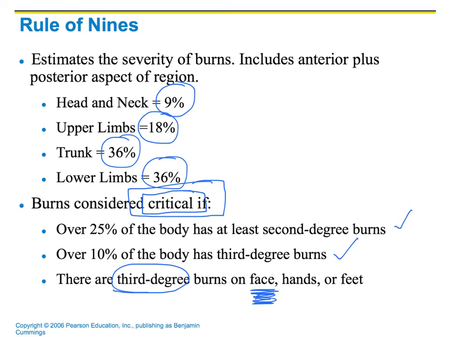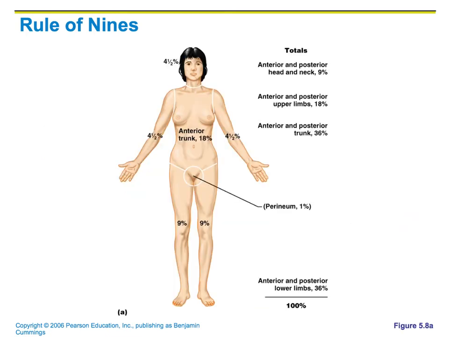I will note here where it says 25% at least second degree, if you look at the problem set of burn problems posted to Moodle, number 5 is the one where it's a little bit tricky. But if you have 25% second degree or 25% combined second and third degree, that would make a burn considered critical.